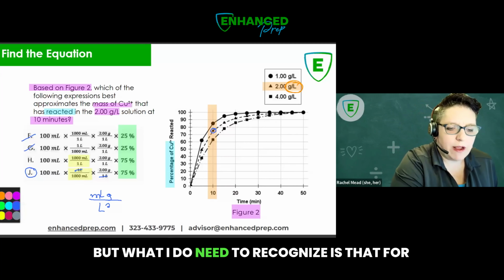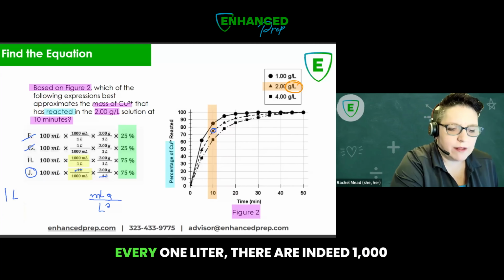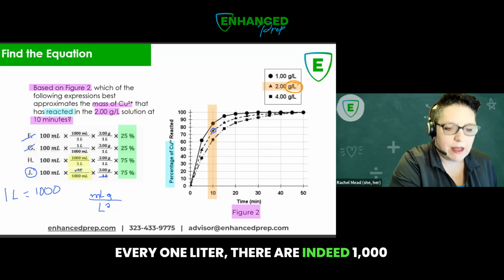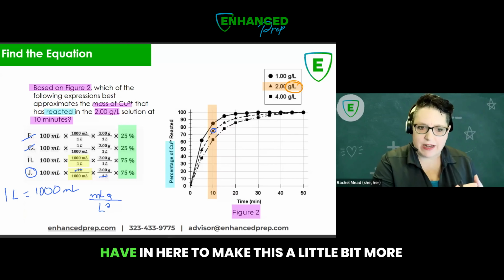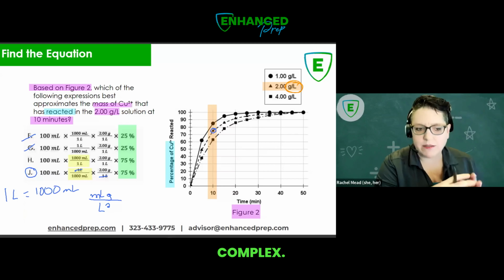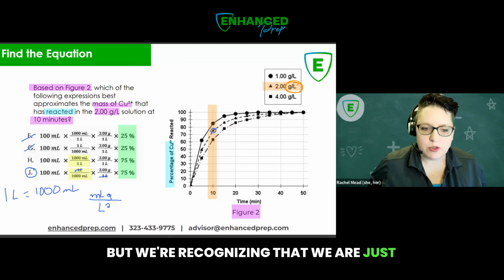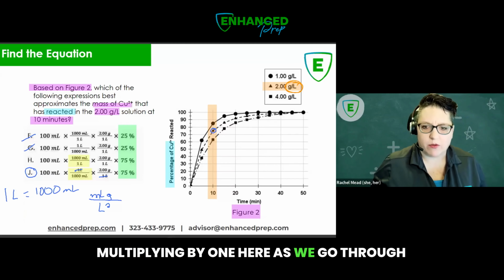But what I do need to recognize is that for every 1 liter, there are indeed 1,000 milliliters. So this is just a conversion unit that they have in here to make this a little bit more complex, but we're recognizing that we are just multiplying by 1 here as we go through this.